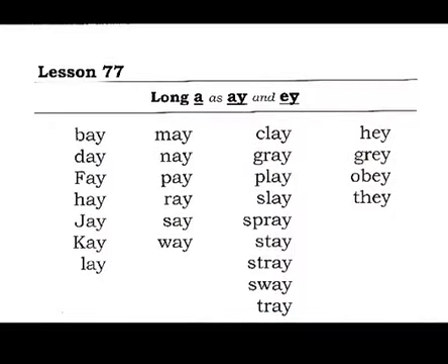So let's go on now to lesson 77, in which we find a third way to write long A. It's spelled A-Y.